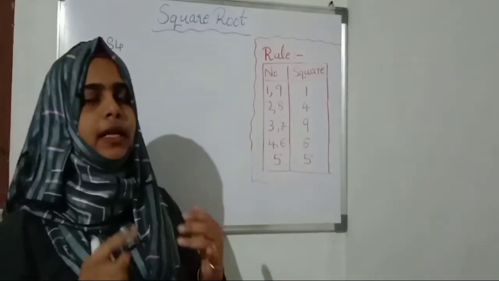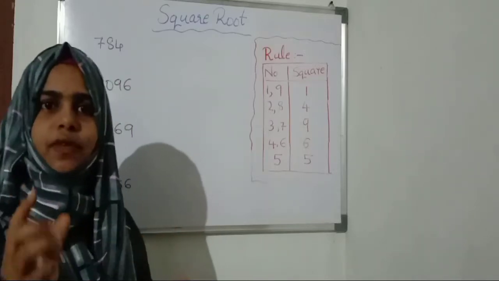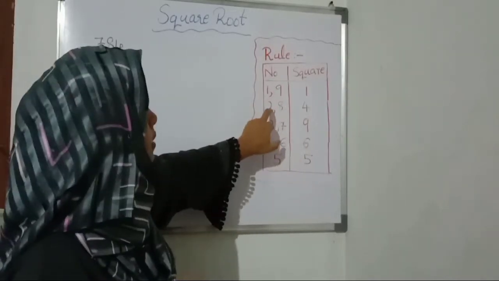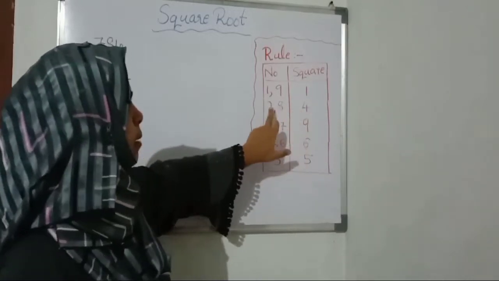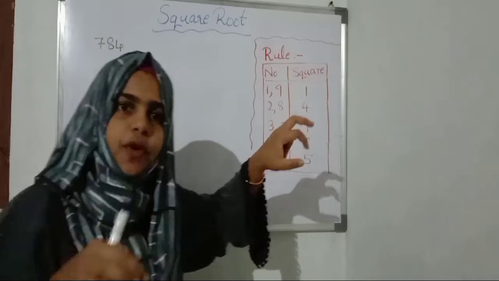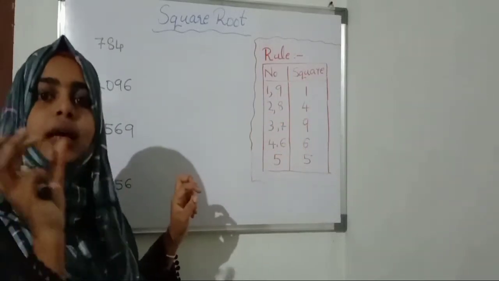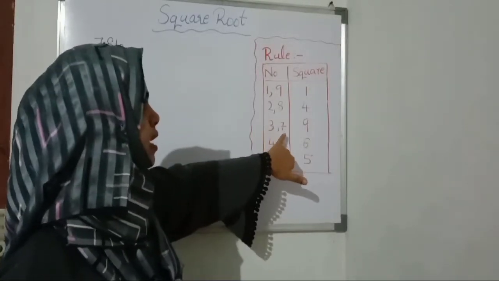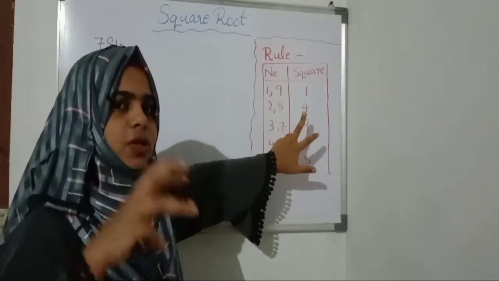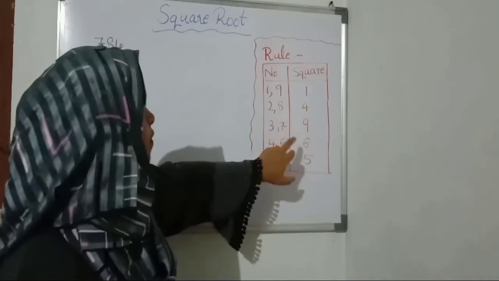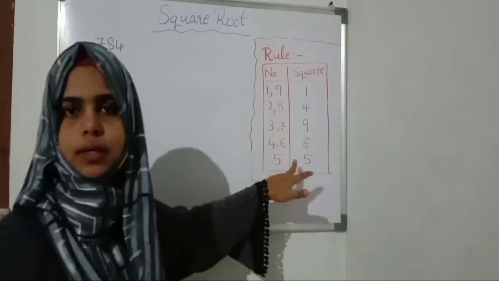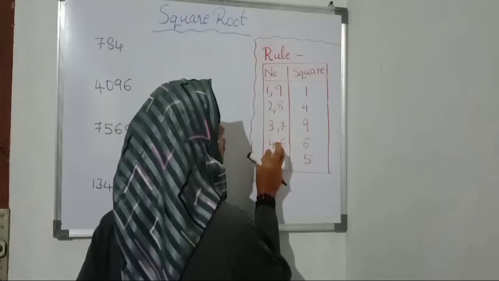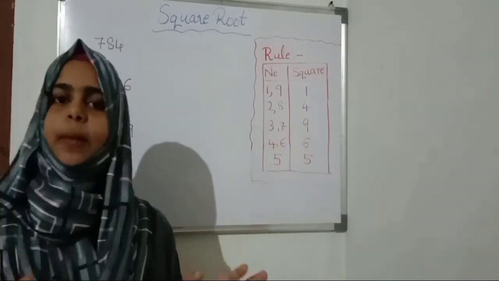For example, 1 squared is 1, and 9 squared is 81. The last digit of both squares is 1. And if the last digit of the square is 4, its root may be either 2 or 8. We know that 2 squared is 4 and 8 squared is 64. The last digit of both squares is 4. Likewise, for 3 and 7, the square ends in 9. So if the last digit of the square of any number is 9, its root may be either 3 or 7. And if the last digit of the square is 6, its root may be either 4 or 6. And if it's 5, its root will be 5 itself.